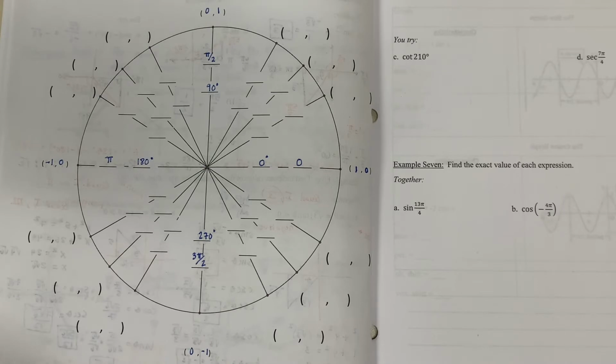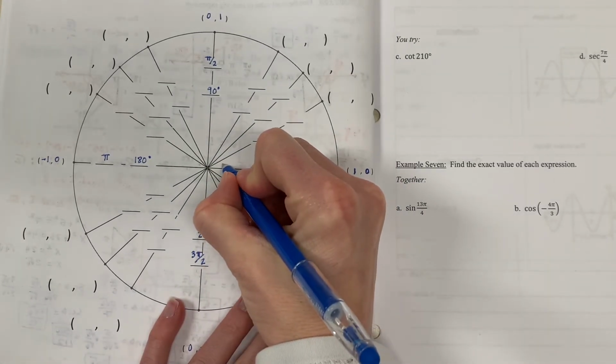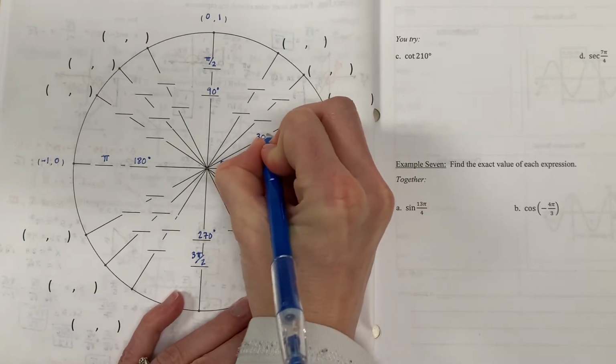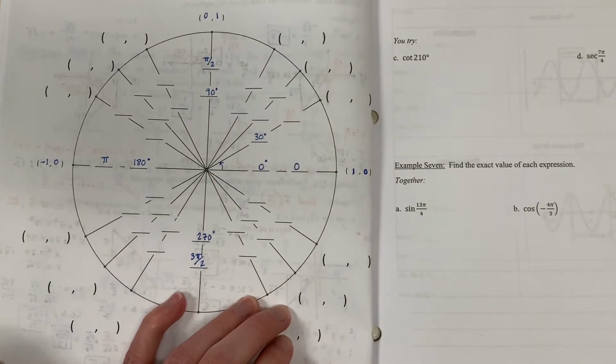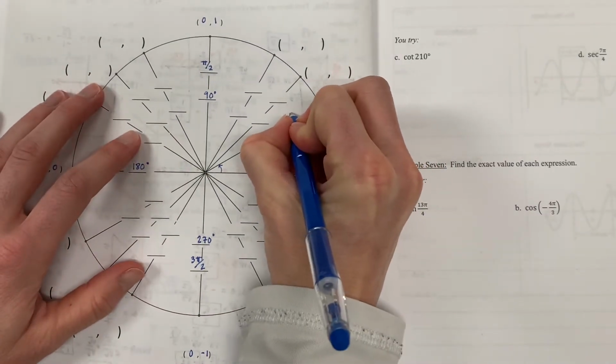Okay, next, I want to look at the 30-degree angle. Okay, so this angle right here is 30 degrees. Okay, now from on your sheet where we did the introduction to the unit circle, 30 degrees is pi over 6.